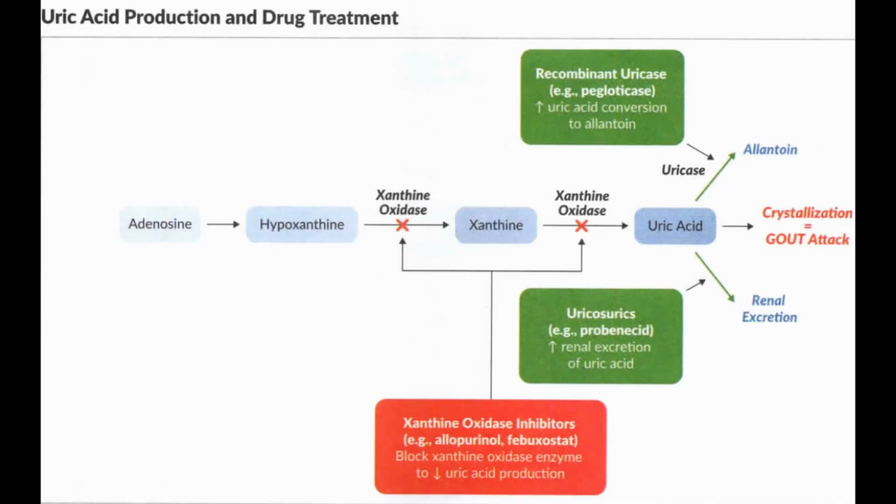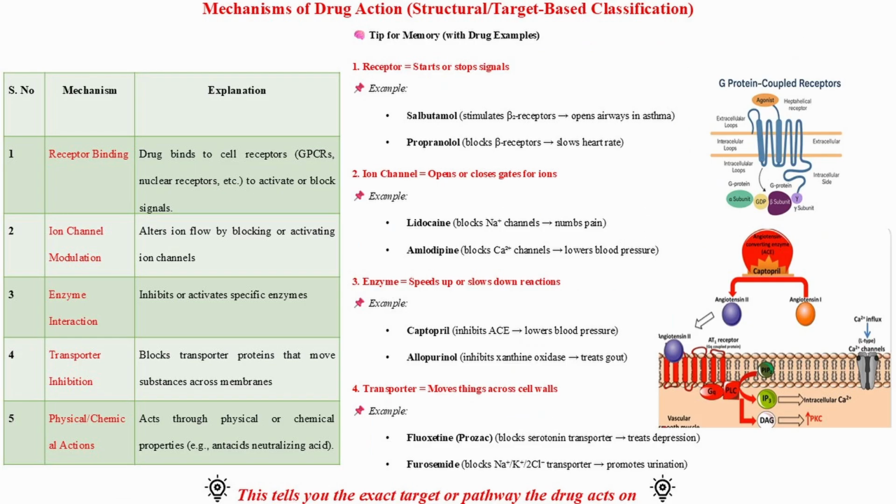Coming to the next example, allopurinol. Allopurinol inhibits xanthine oxidase, which is the crucial enzyme in the production of uric acid, thereby it reduces uric acid levels, treating gout. This mechanism is precise and commonly used in cardiovascular, metabolic and neurological drugs.